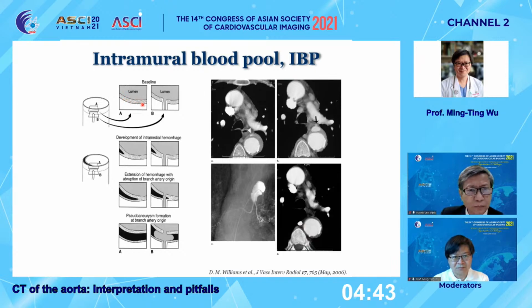So this is a normal intercostal artery. When IMH occurred, the wall suddenly became thickened, therefore tearing the orifice and causing a blood pool here. They call it pseudoaneurysm, but I think intramural blood pool is better. I will explain it later.